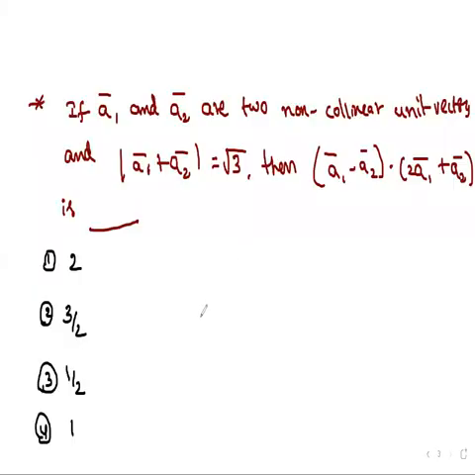A1 bar and A2 bar are two non-collinear unit vectors. That means they are not in the same direction, definitely. So the magnitude of A1 bar and the magnitude of A2 bar are both equal to 1. Some information is also given: modulus of A1 bar plus A2 bar equals root 3. Then the question is A1 bar minus A2 bar dot 2 A1 bar plus A2 bar, that you have to calculate.